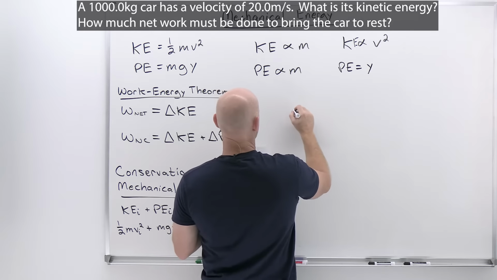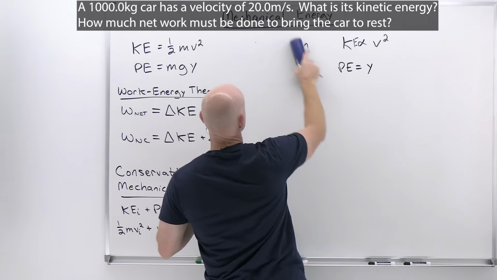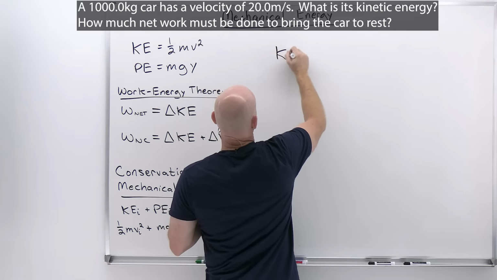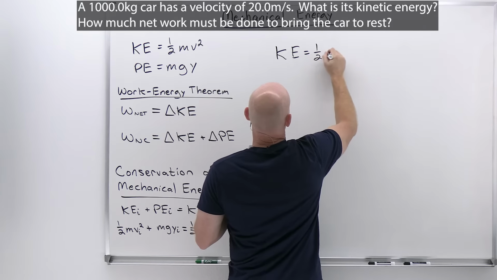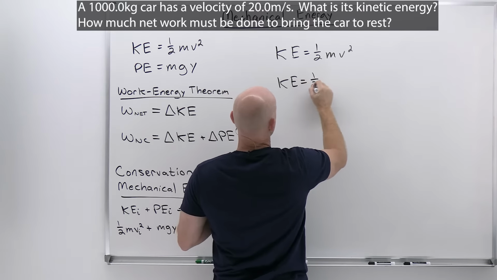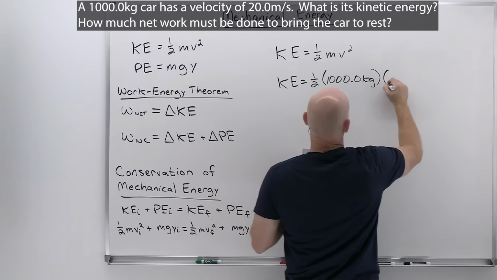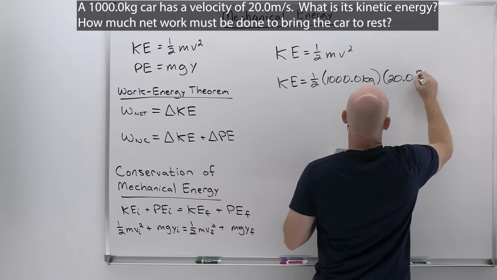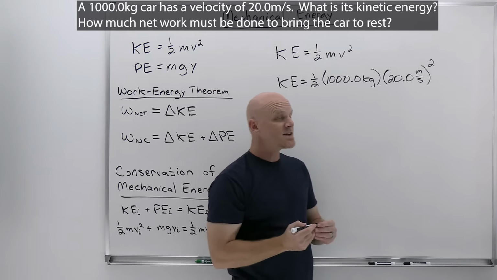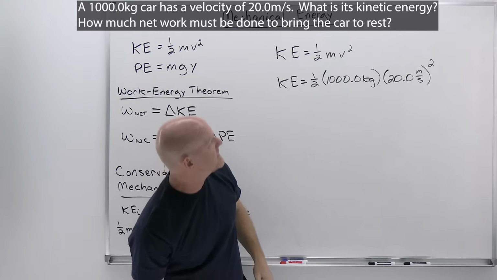All right, so we want the kinetic energy first. We can see that kinetic energy is simply equal to 1/2 mv squared. And we can just plug and chug. So we're told it's a 1,000.0 kilogram car moving at 20.0 meters per second. Don't forget to square that. That's one of the more common errors students will make in this section. They write out the equation and then forget to include the square in the calculation.